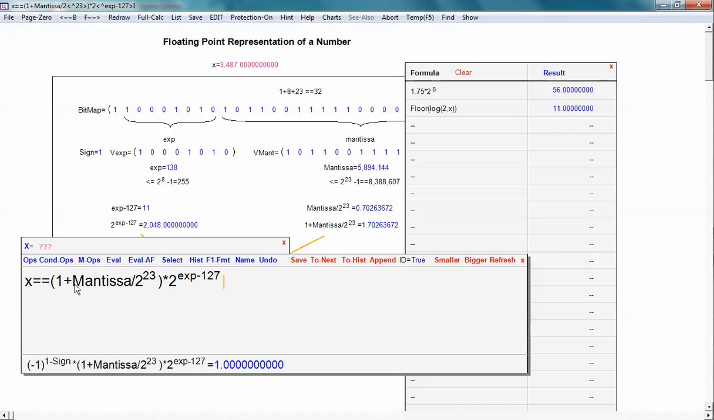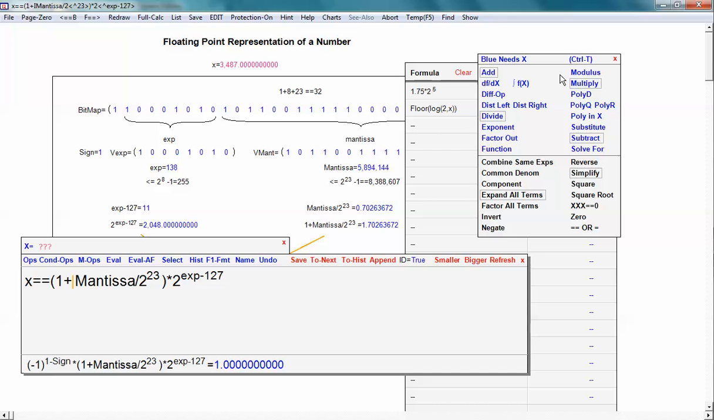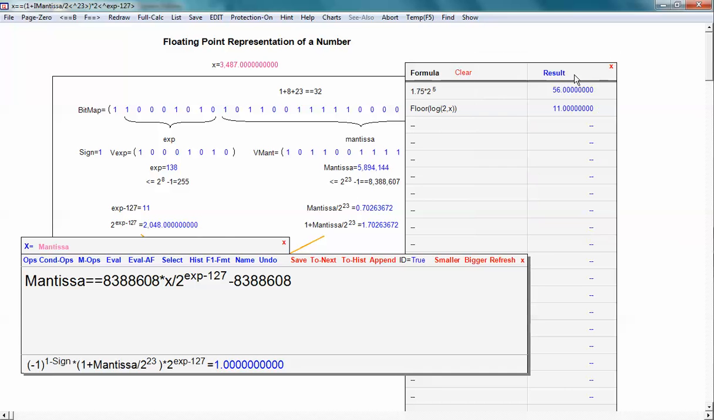Now let's see if the program will automatically solve it. Could be tricky, but maybe it'll do it. So I put that up there and I say, program, solve for the mantissa. And there it is. Notice the 1 here, it's still true. So to get the mantissa, you use this formula.